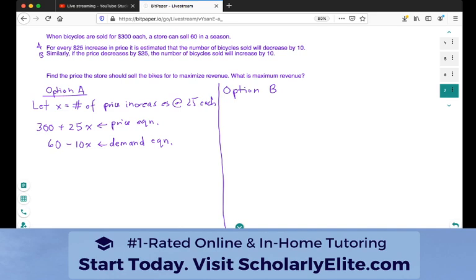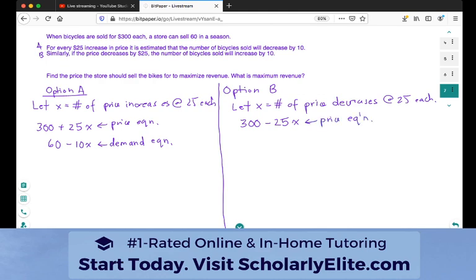And let's do the same thing for option B. So again, option B, the same thing, except here we're going to let x equal the number of price decreases at $25 each. So here we have $300 minus 25 times the number of times you're going to decrease the price. And that's our price equation for option B.